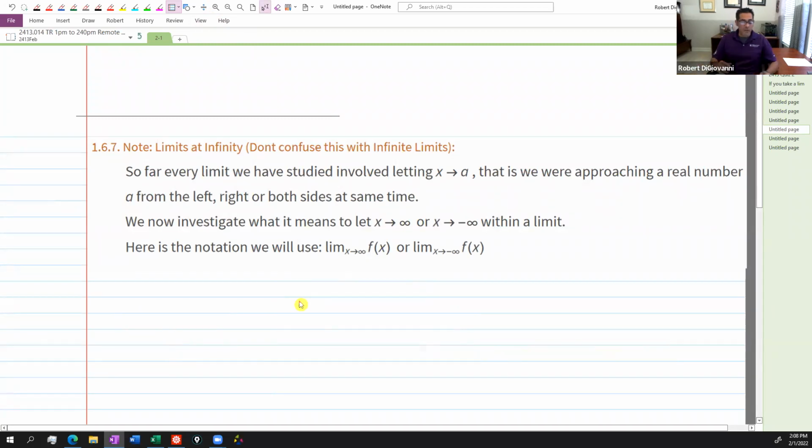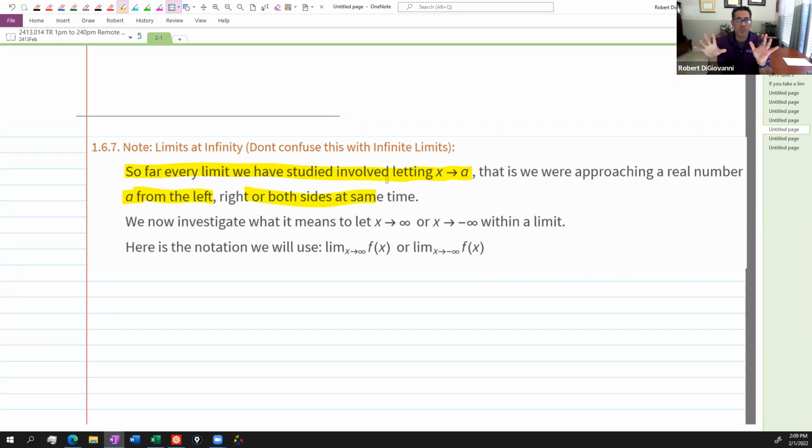All right, so far what we've done, anytime we've done a limit up to this point, we have let x approach a, right? And that a has always been a number. Let x approach zero, let x approach two, let x approach five, let x approach negative three, whatever. This a has always been a nice fixed number, right? And we approached it from the left or the right. Sometimes we approached it from both sides. It just depended on what we were doing.